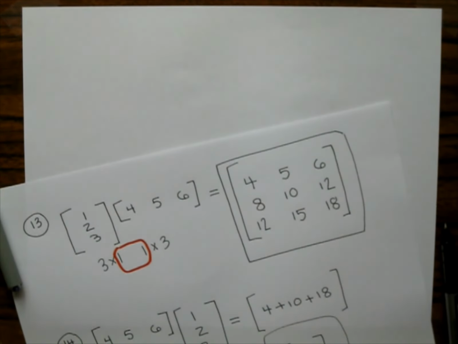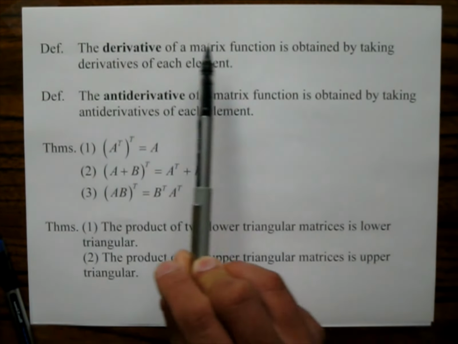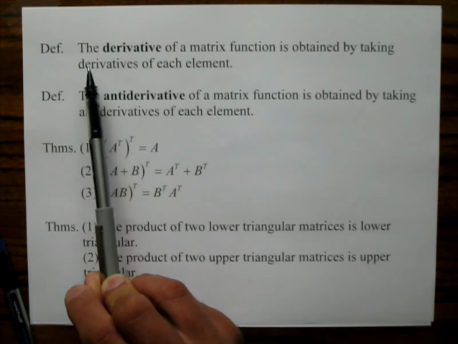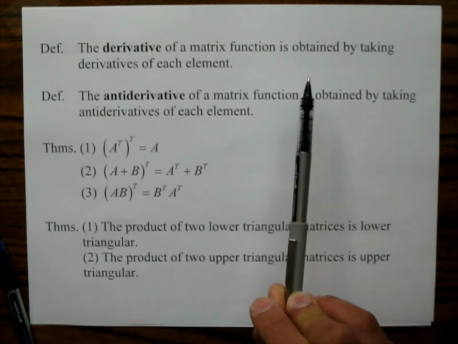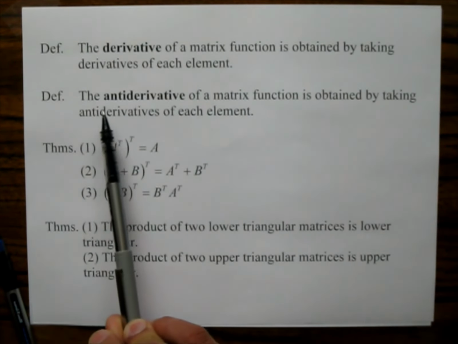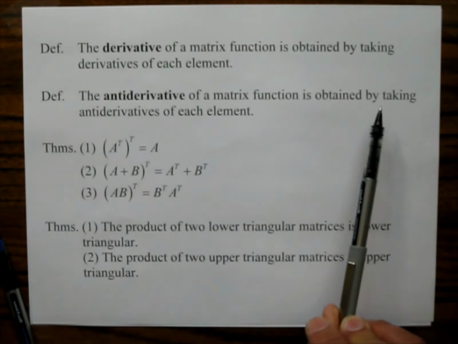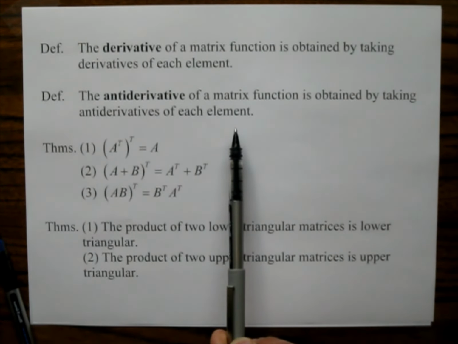A few things to point out now. Oh, wait. I guess we can look at this right here. The derivative of a matrix function, remember we looked at matrix functions, is obtained by taking the derivative of each element. So you're not going to have any problems assigned that have you do that, but we're just kind of planting this idea, so when we get to differential equations, you'll go, oh, we can take a derivative of that. The antiderivative of a matrix function is obtained by taking the antiderivatives of each element.